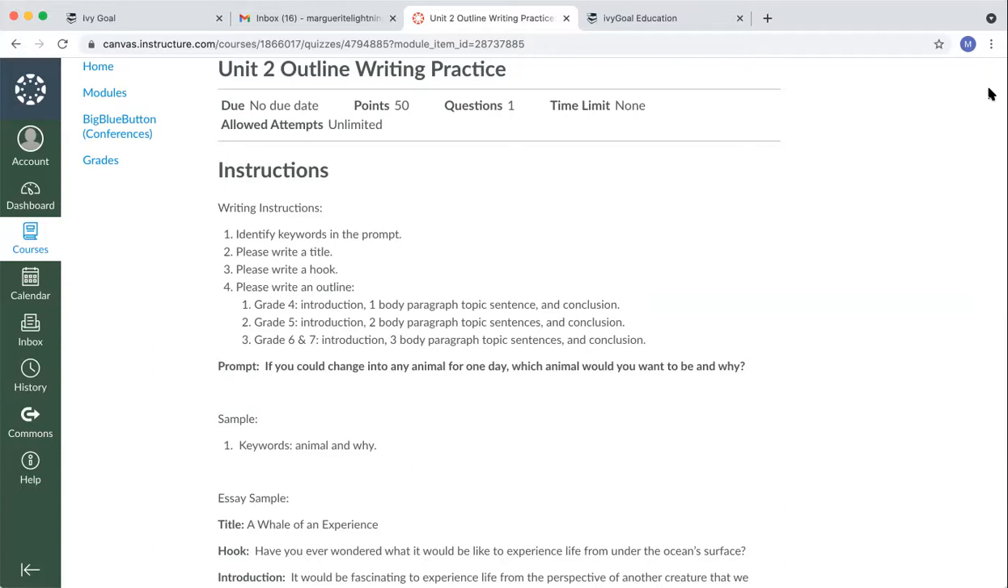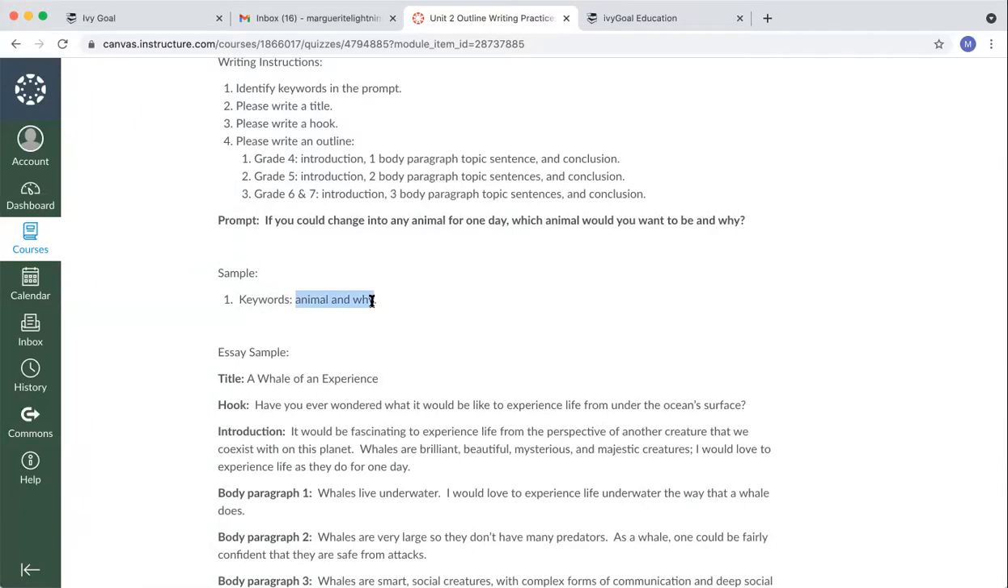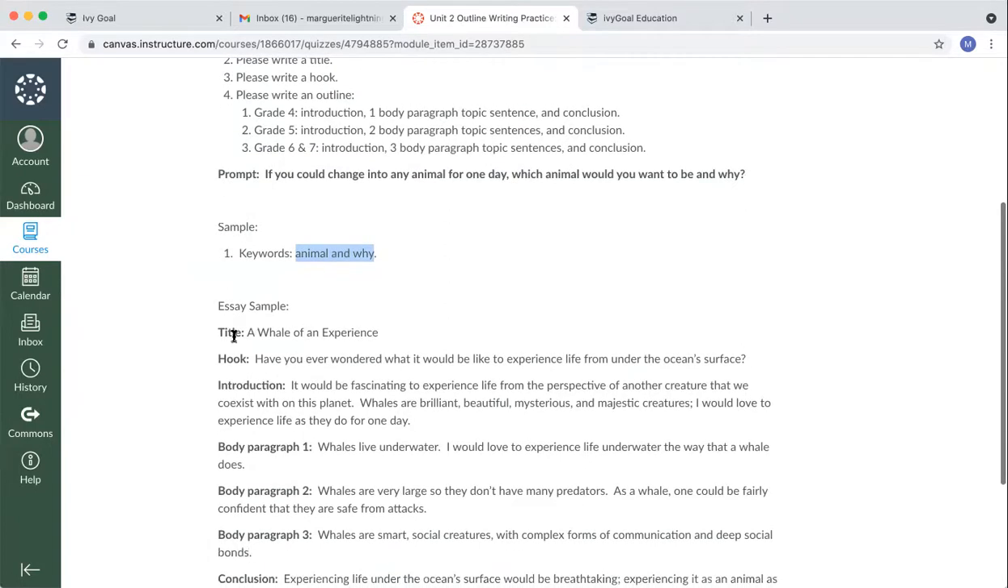All right, so what we're going to start with is just this one body paragraph, a topic sentence, and a conclusion, just to get the idea going here. So essentially, if you get a prompt like this, if you could change into any animal for one day, which animal would you want to be and why? You want to start by finding the keywords in that prompt. So animal and why. That's what would be words that stand out. And then here they decided to write about a whale, so they titled it A Whale of an Experience.